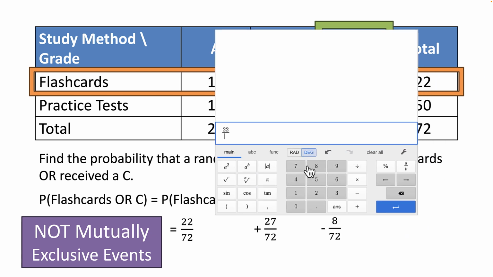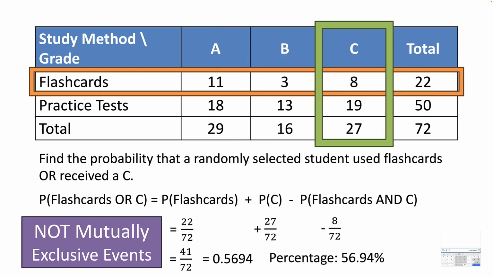Let's use our calculator to total this up. Using our calculator to add and subtract these 3 fractions, we get 41 out of 72. Or to a decimal rounded to 4 decimal places, this would be 0.5694. As a percentage, this would be 56.94%.